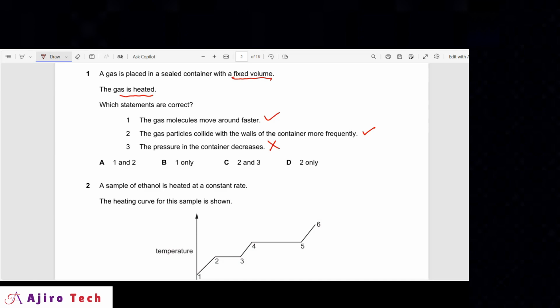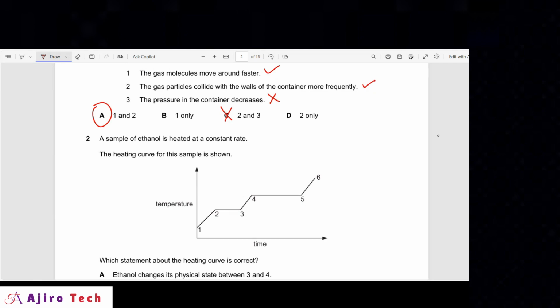The pressure in the container decreases. No, because you already talked about a fixed volume. So the pressure has no role to play there. So it's basically anything that has 3 is off. So we have this that is 3 off. So 1 and 2 are correct, and that gives us this.